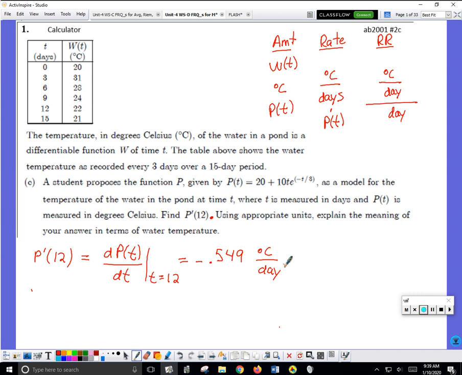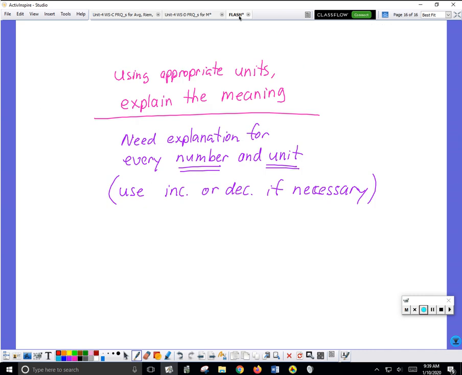Okay, last part of the problem is right here. It says using appropriate units explain the meaning of your answer in terms of the water temperature. All of you need to grab a flashcard and you need to create this flashcard. So you need more cards.